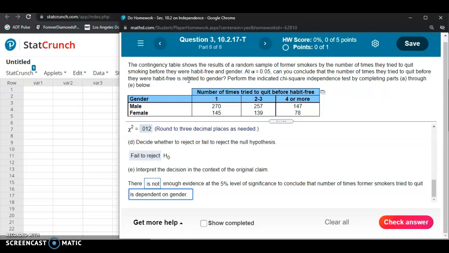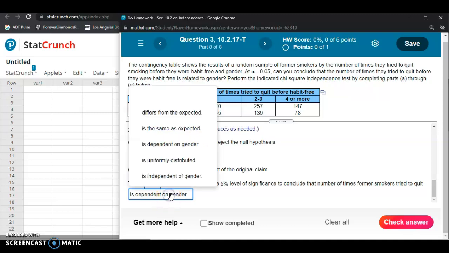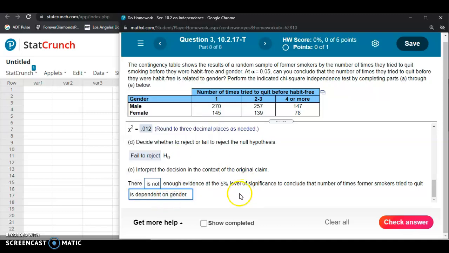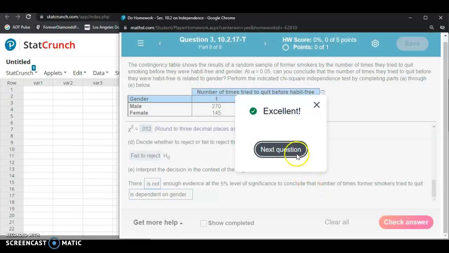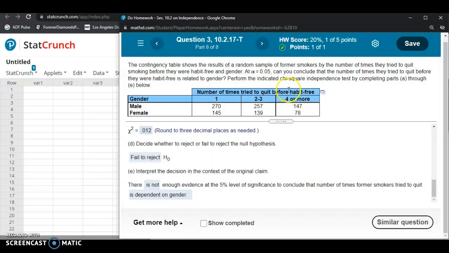If two things are related, it means that one thing is dependent on the other. That's why we select is dependent on gender. In other words, there is not enough evidence at the level of significance to conclude that the number of times former smokers tried to quit is dependent on gender. So basically what we're saying is that there's no relationship between the number of times a former smoker tried to quit and the gender of the smoker. And that completes question 3 in 10.2.